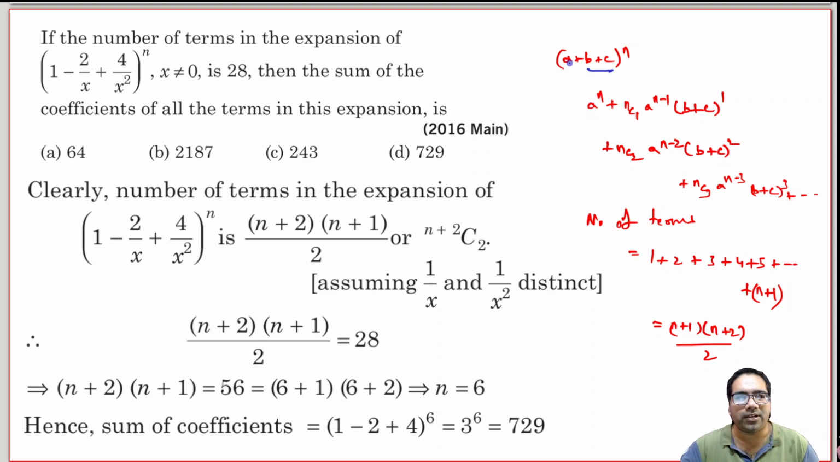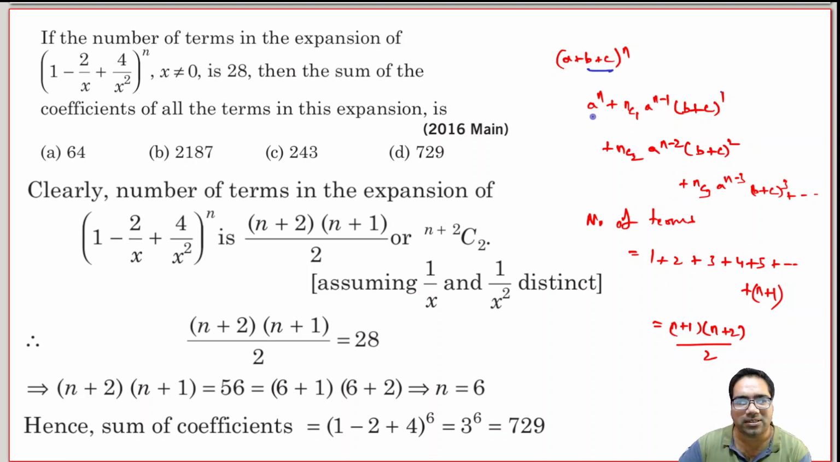Then it will become a power n plus nC1 a power n minus 1 (b plus c) whole power 1, plus nC2 a power n minus 2 (b plus c) whole square, plus nC3 a power n minus 3 (b plus c) whole cube, etc. So this will be the general expansion when we take b plus c together.